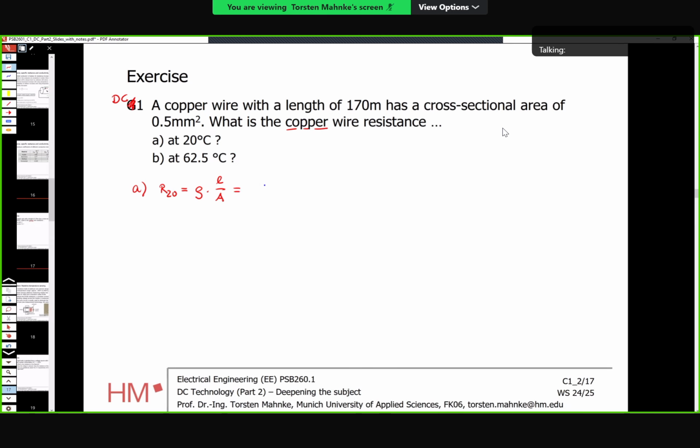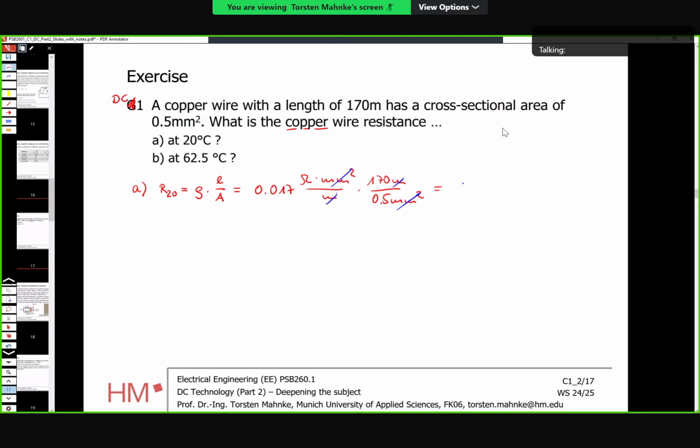Now what is rho again? 0.017, and the unit? That's ohm times square millimeters divided by meters. The length is 170 meters, and the area 0.5 square millimeters. Now, of course, here we have the nice case where we can just eliminate square millimeters and meters. So the result is ohms.